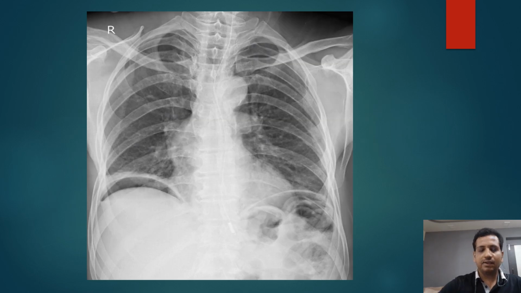So we'll see. This is the erect chest radiograph. As you can see, the air under the diaphragm on both sides. In the chest radiograph, basically the air in the lungs gets contrasted with the air in the peritoneal cavity by outlining the diaphragm.